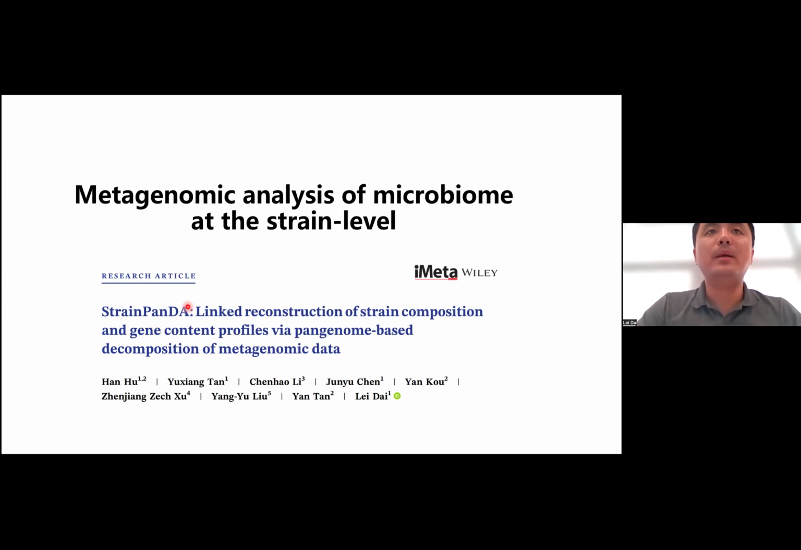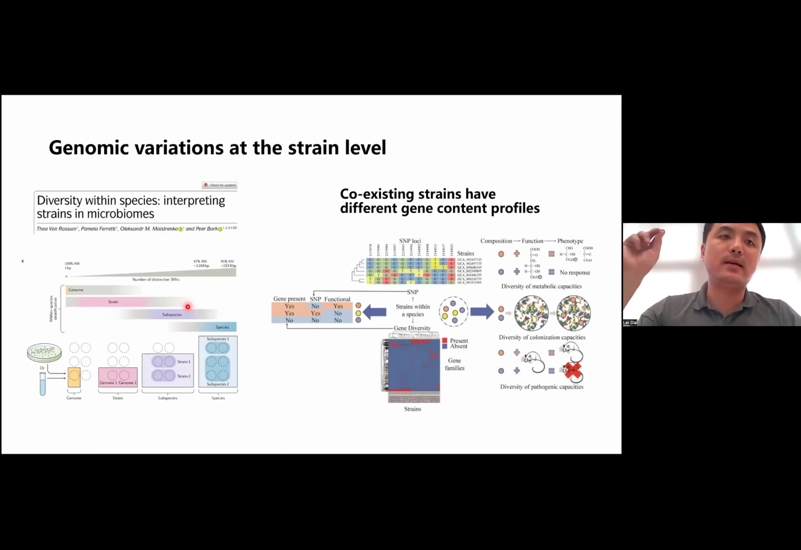It's available on GitHub. So the question this tool solves is how can we know if in your metagenomic sample there are multiple coexisting strains? So if you have E. coli, they can have different strains of E. coli. Some are pathogenic, some are probiotic, right? So the different strains of the same species can have very different gene content profiles that would influence their phenotype, like metabolic capacity, colonization, and pathogenic capacities, right?